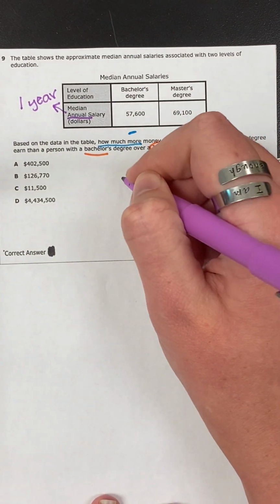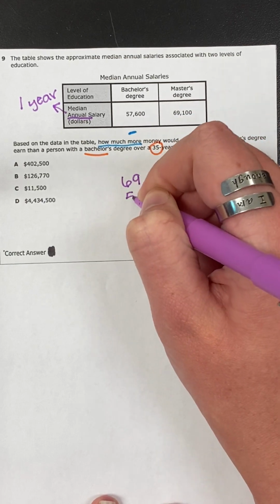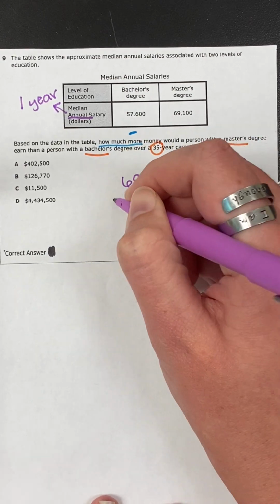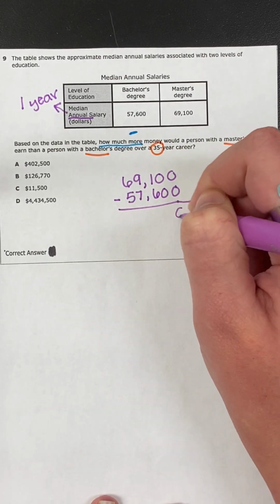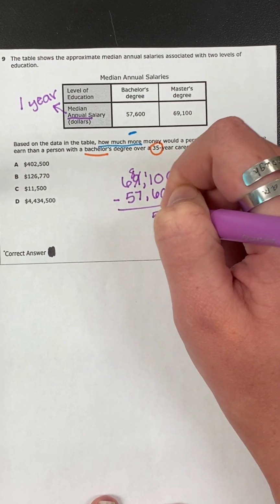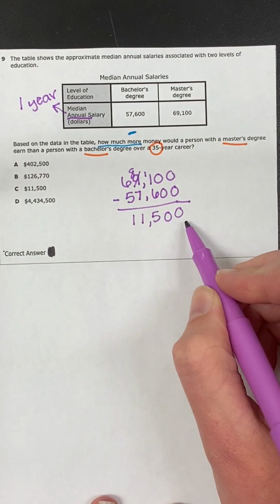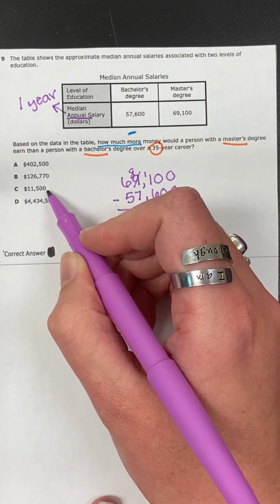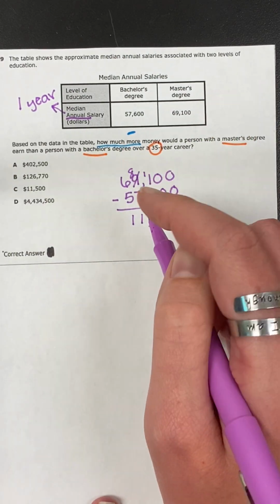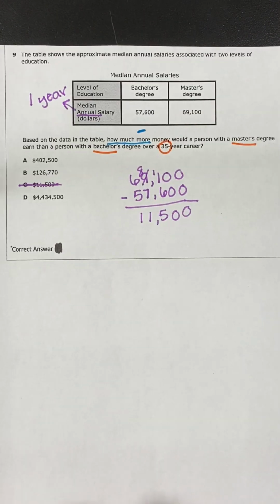So I'm going to take 69,100 and 57,600, and I'm going to subtract those because how much more means to subtract. So that's 0, 0. I'm going to have to borrow. So that's 5, a 1, and a 1. So 11,500. If you look, that is an answer choice, but this is only for 1 year. We need 35. So I'm going to go ahead and mark that out so I do not get confused.